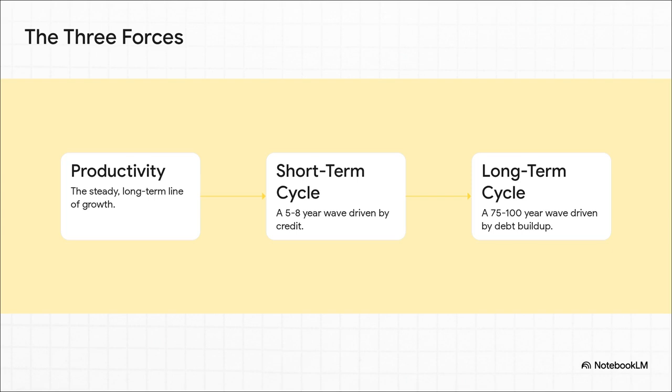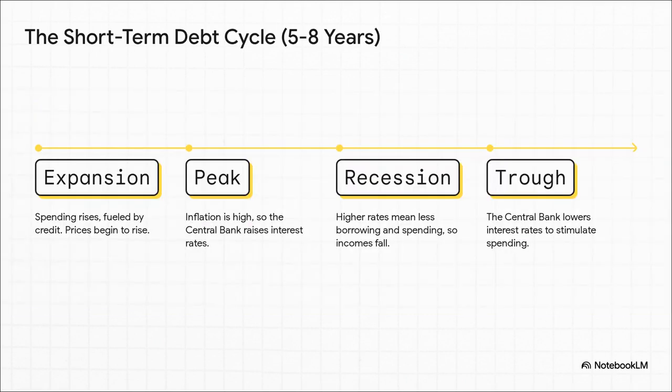There's the short-term one, that kind of 5 to 8 year wave of booms and recessions, and then there's this massive long-term debt cycle that plays out over like 75 to 100 years. We're all pretty familiar with this short-term cycle, right? You've seen it play out.